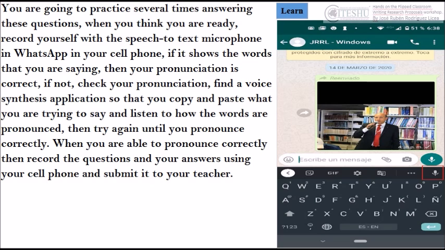When you think you are ready, record yourself with the speech-to-text microphone in WhatsApp on your cell phone. If it shows the words that you are saying, then your pronunciation is correct. If not, check your pronunciation.